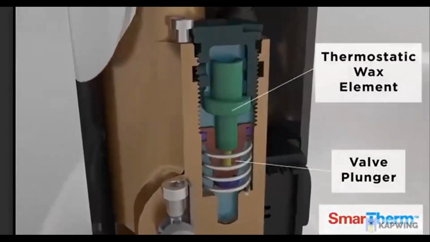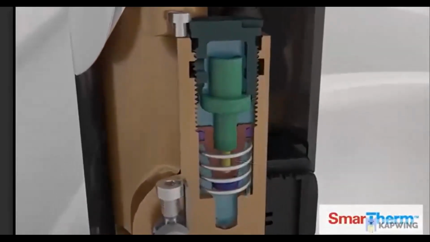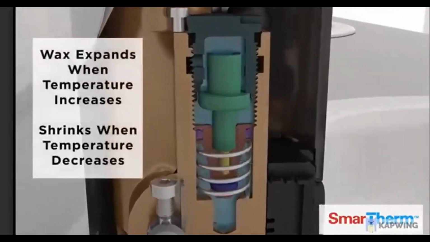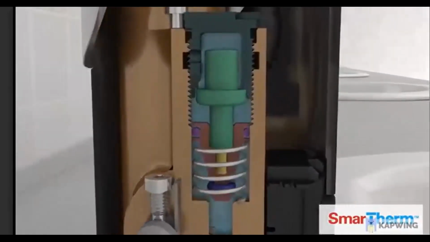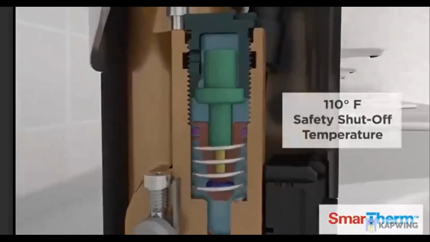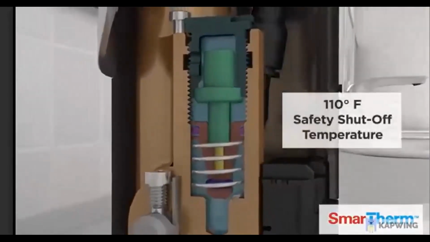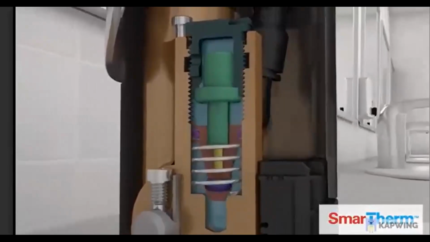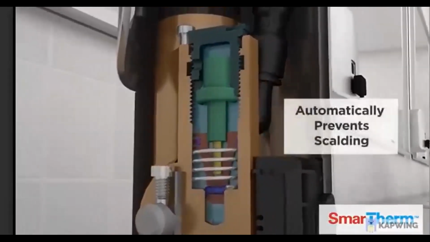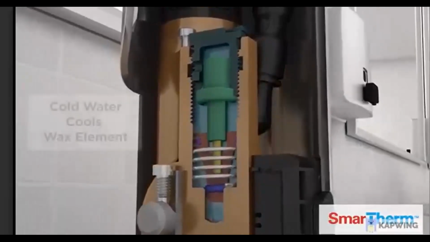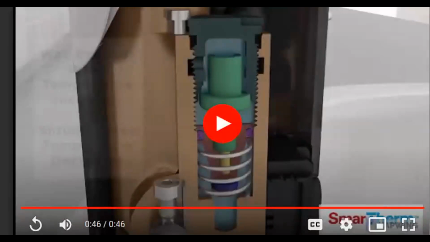The key with a number of these is that there is a wax element which is going to expand when your temperature increases and contract when the temperature decreases. It reacts to the temperature in your water. This allows them to have a 110 safety shutoff so that we're never getting to the point of scalding, especially with a more elderly demographic. The potential for scalding is a higher risk, and minimizing that is paramount to these owner groups.